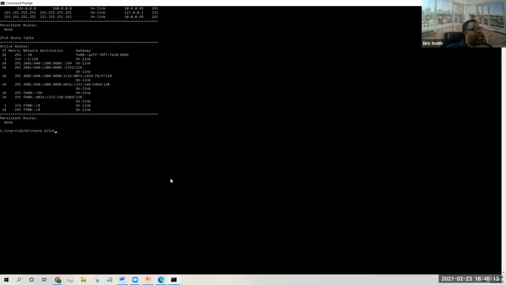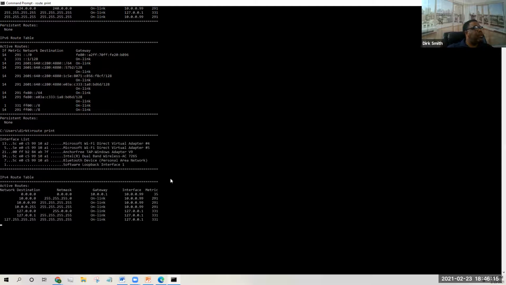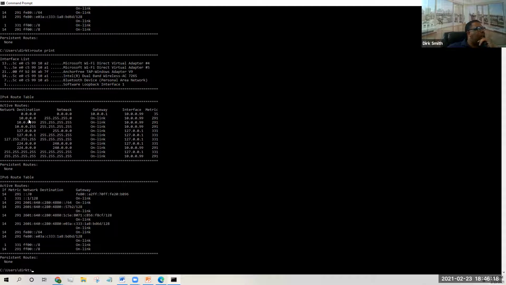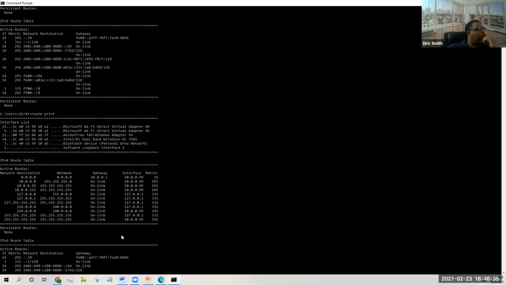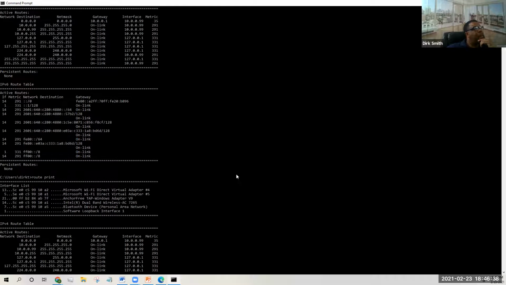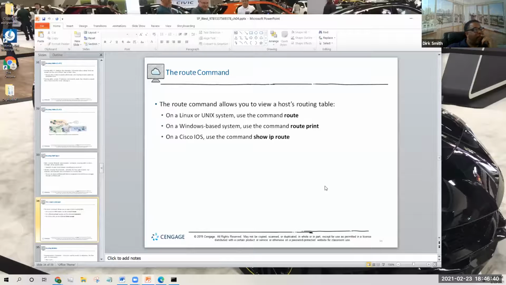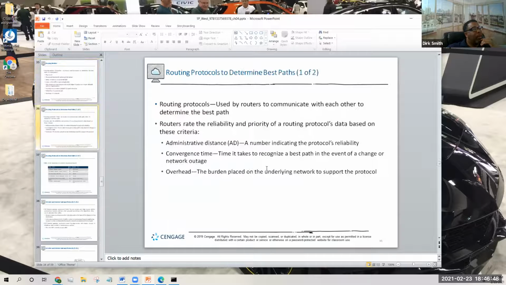If I type in route print on a Windows-based PC, this is what you'll see. Active routes here: these are the links to the gateway interface and the metrics, with the network destination and the gateway. So basically, this is what you're seeing in the routing table, and you can use the same command on your own PCs. If you're on a Linux system, you just type route, or if you're on a Cisco system, you use show ip route. Okay.